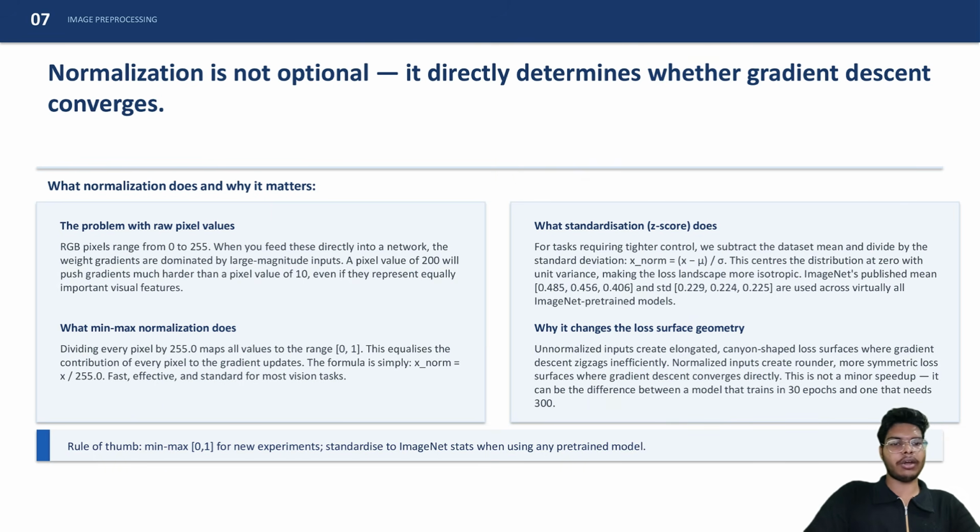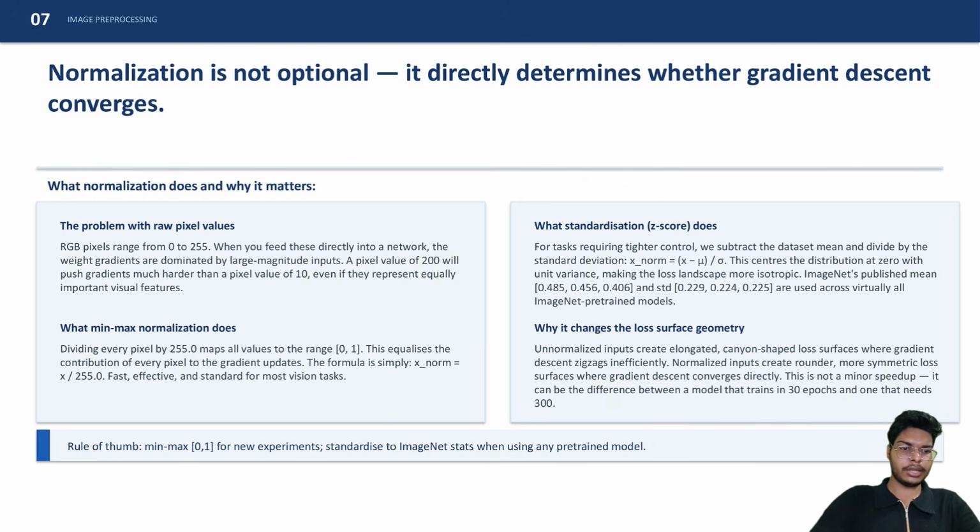Normalization is just not optional. Image pixels range from 0 to 255. If we feed these raw, our gradient gets dominated by larger values. A pixel of 200 pushes the gradient 20 times harder than a pixel of just 10, regardless of which is more important, right?